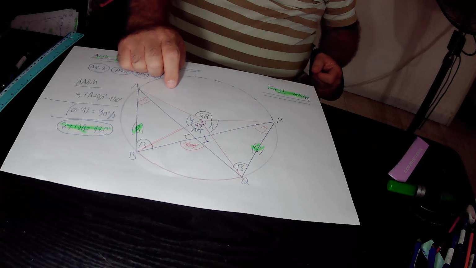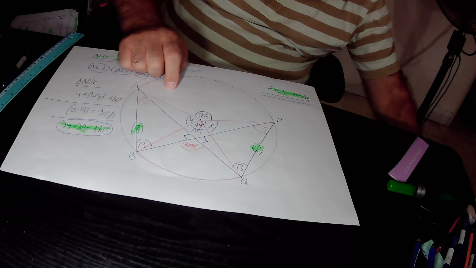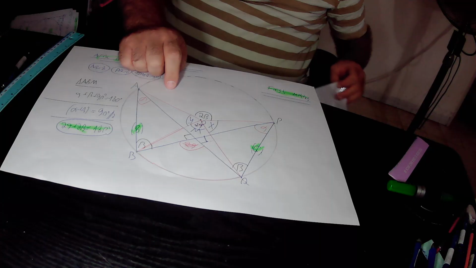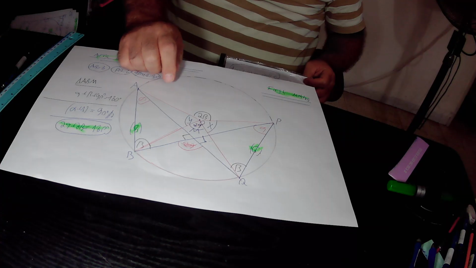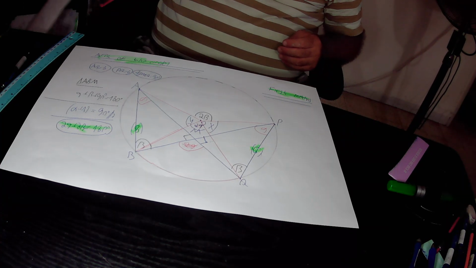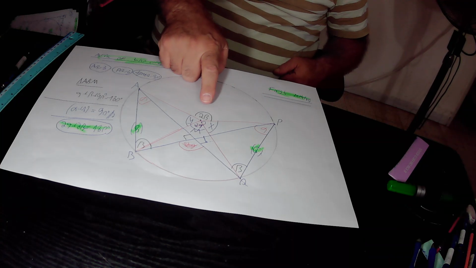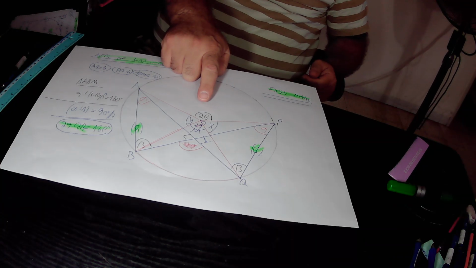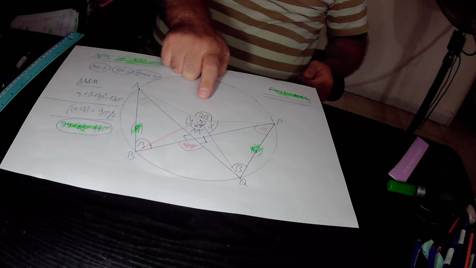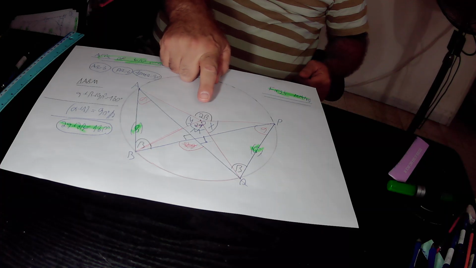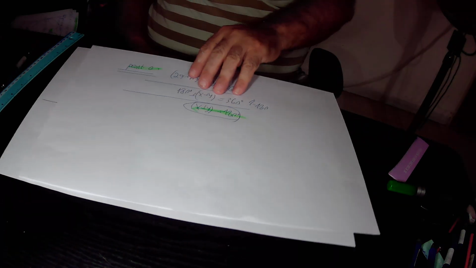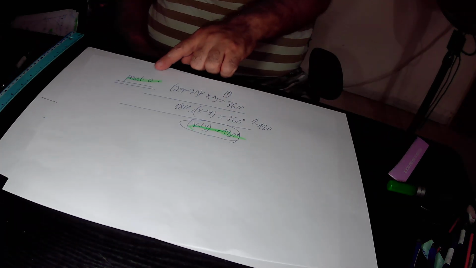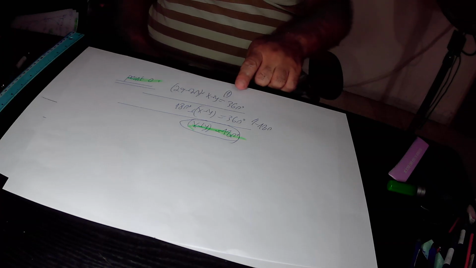And we know that the sum of the angles around any point is equal to 360 degrees. I repeat again. The sum of the angles around any point is equal to 360 degrees. So, the sum of the angles around point O, that is the center of the circle, must be equal to 360 degrees. Which angles do we have around point O? We have 2 beta plus 2 alpha plus x plus y equals 360 degrees.